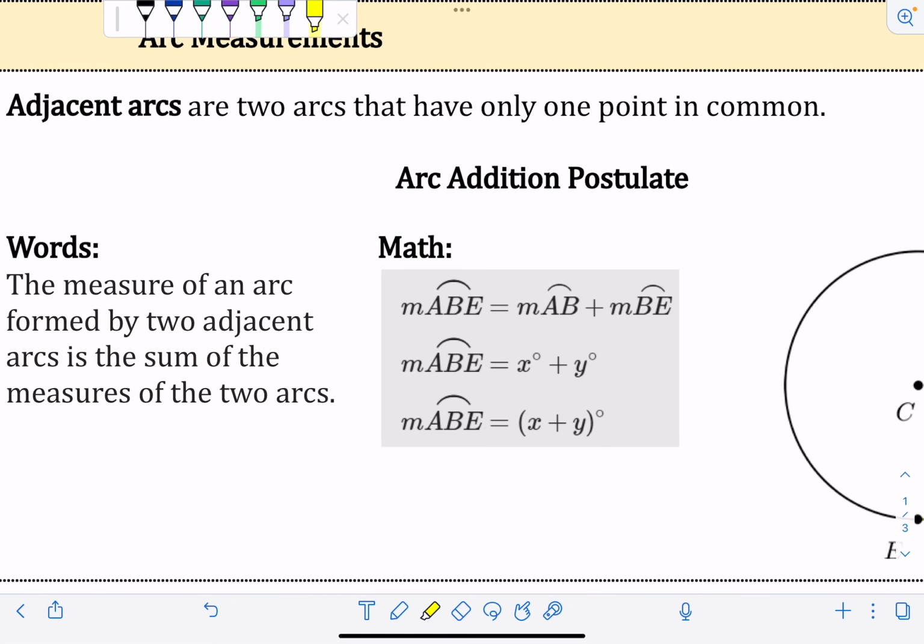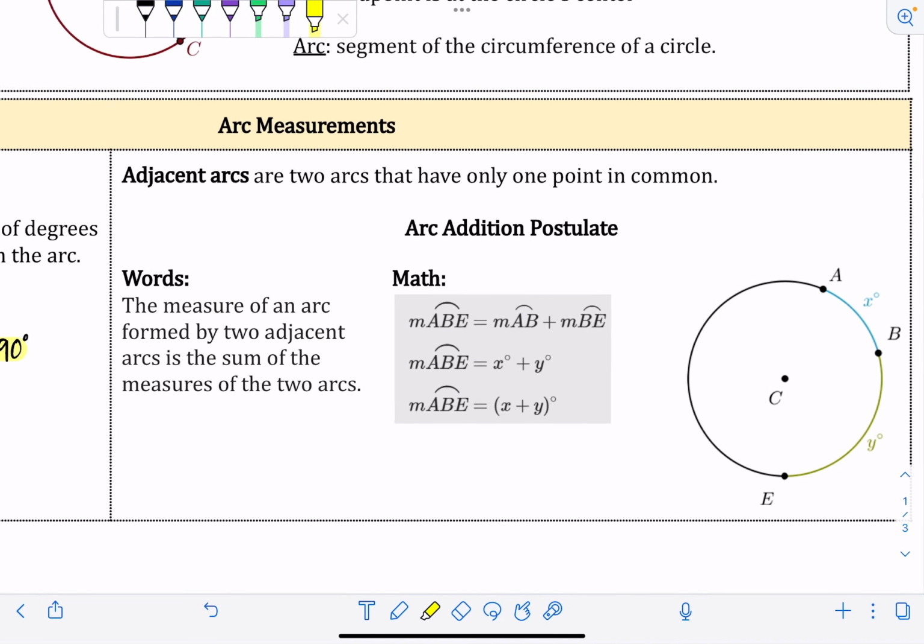The next part of this section is defining adjacent arcs. The word adjacent just means next to each other. So if you want to write that down and leave a note, adjacent is just a fancy word for next to each other. Adjacent arcs means 2 arcs that are next to each other or they have a point in common. On this picture, AB would be an adjacent arc, and then BE. Those would be arcs that are adjacent to each other. So AB and BE are adjacent.